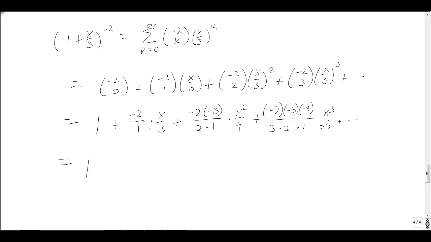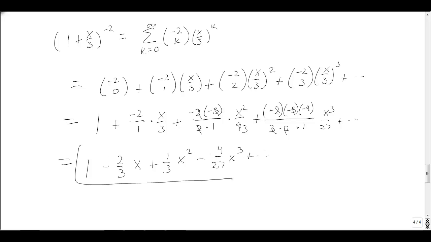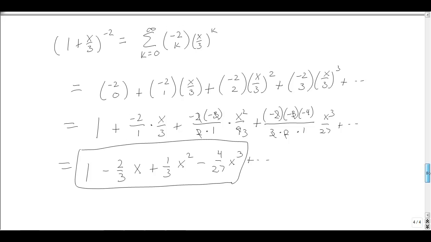So what I get is 1 minus 2/3 x. So 2 times 3 is 6. Well, negative, negative is positive. I can cancel 2's. I get a 3, which cancels with the 9. Here I'll get a 3, so this is going to be plus 1/3 x squared. Next one is going to be a negative. I can cancel a 2, I can cancel a 3, so I'm going to get minus 4/27 x cubed. So there's really my first 4 terms of my series for (1 + x/3)^(-2).